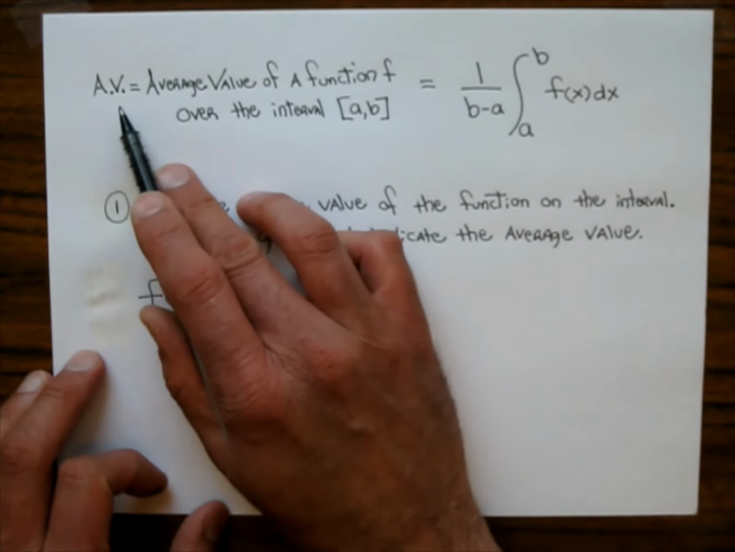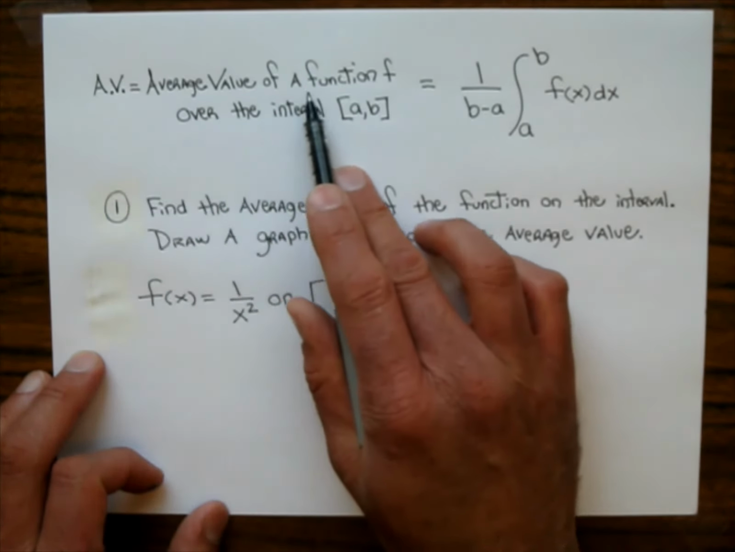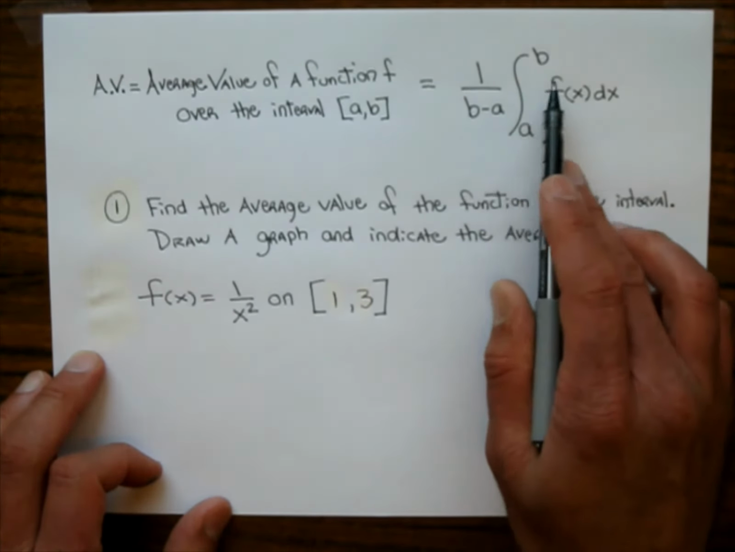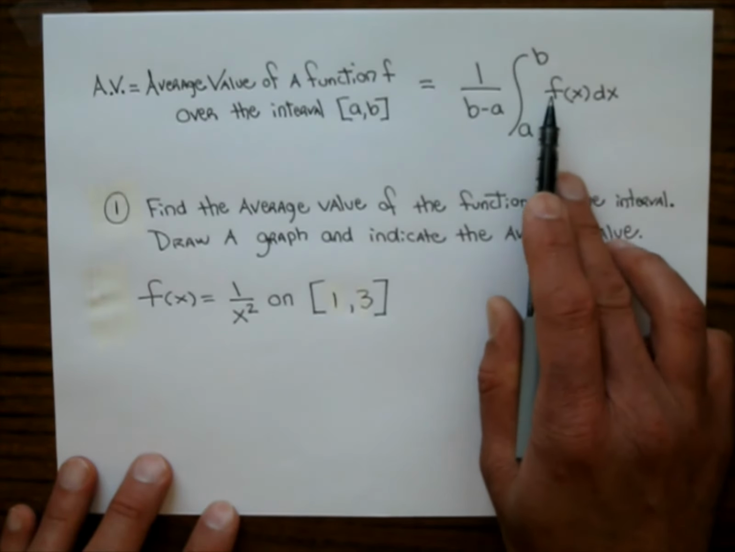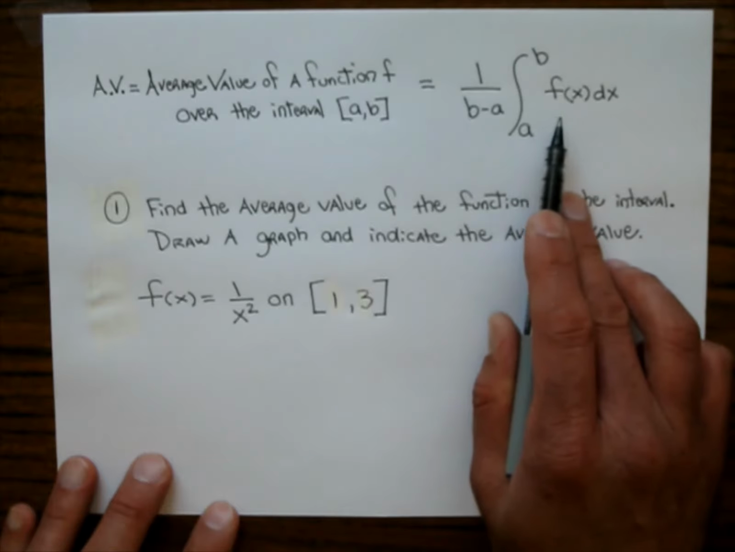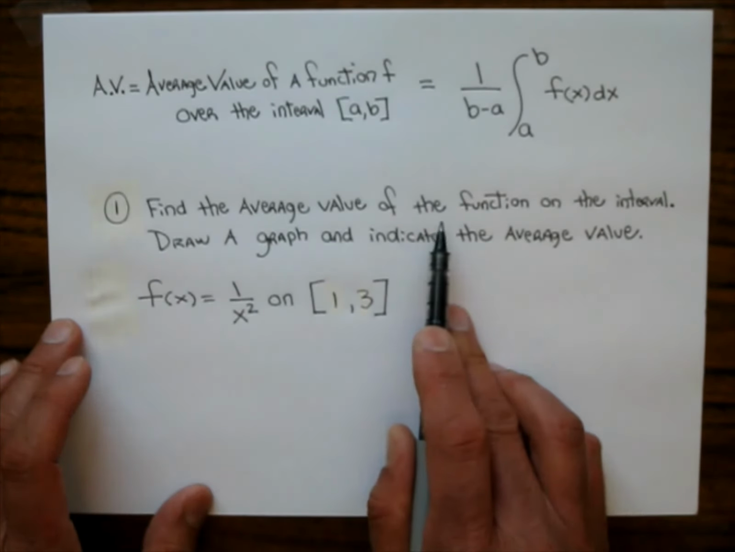So the average value, AV, which reminds you of average velocity. The average value of a function f over the interval a to b is 1 over b minus a, and I wrote this on the other page. So that's what it is. This, if you're a little confused, replace the f with a v and say that this right here is the average velocity.